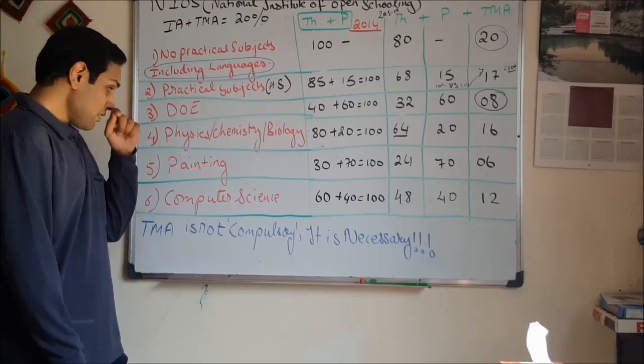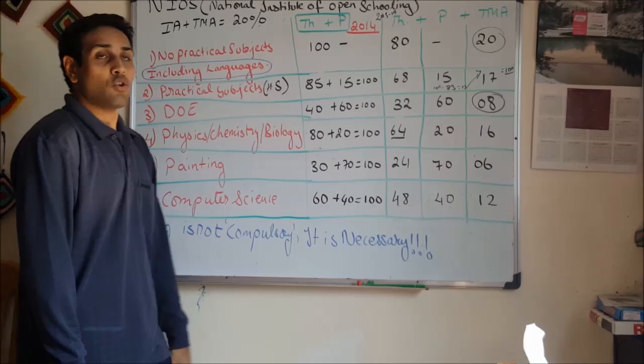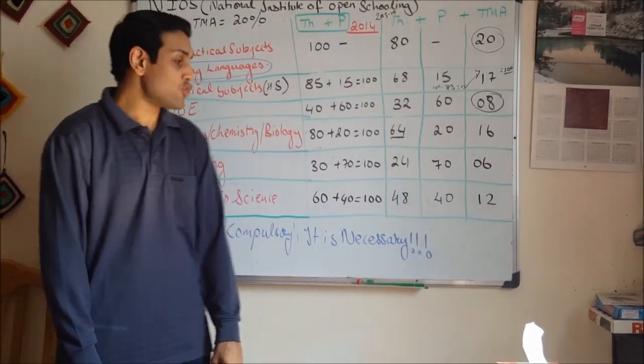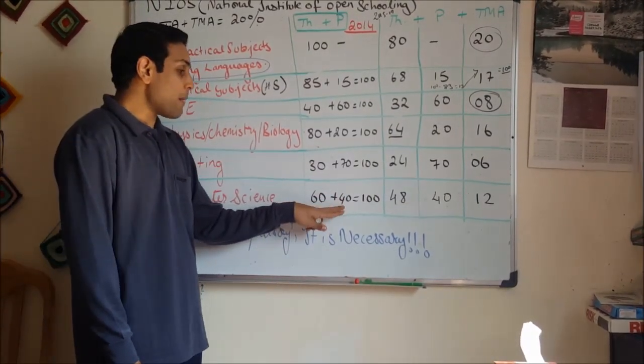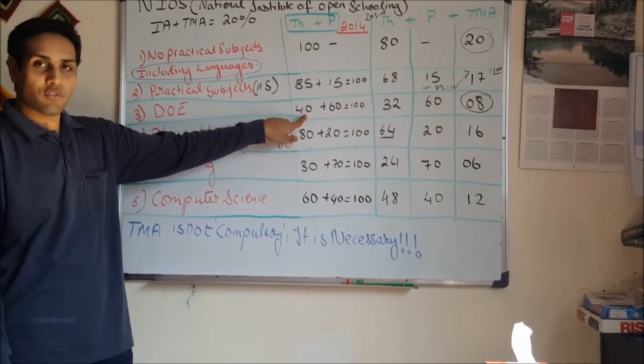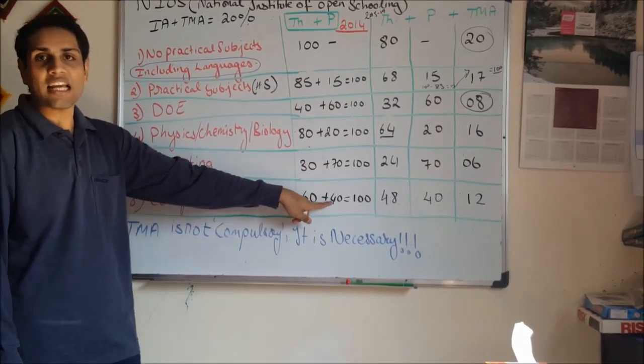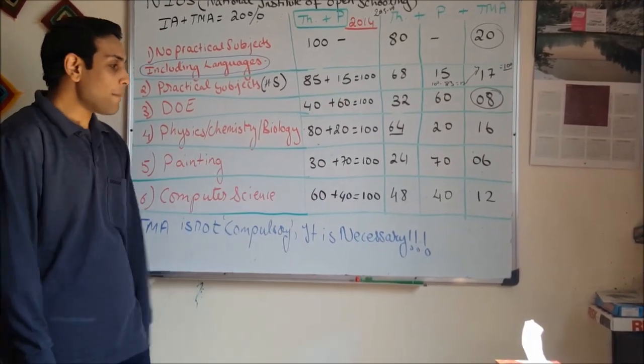Coming back to the final topic, that is computer science. Computer science is present in senior secondary education, where the marks are opposite of data entry. Here in data entry, the theory marks was 40 and practical 60, whereas here the theory is 60 and the practical is 40. What happened in here?